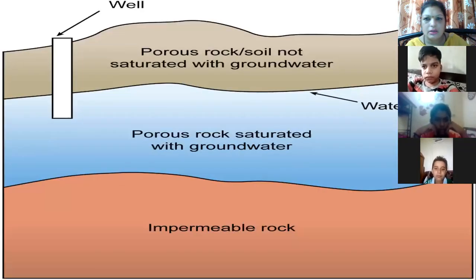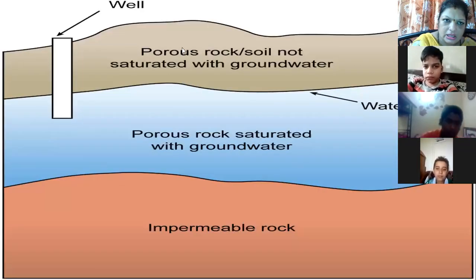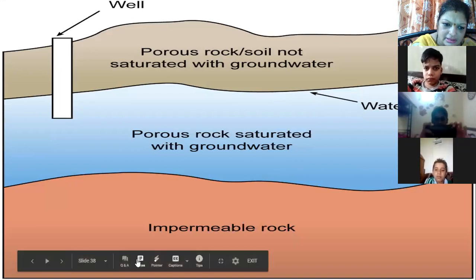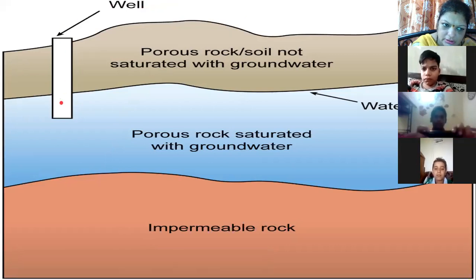Now look here, this diagram. This is a well. If this is a well, we are standing over here, and I'll take a pointer. If we are standing over here, we want the water from the well. The water which is there in the well, where does it come from? How is this water there in the well? Now, let us see how.